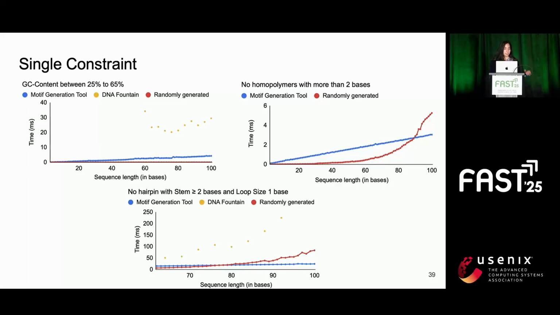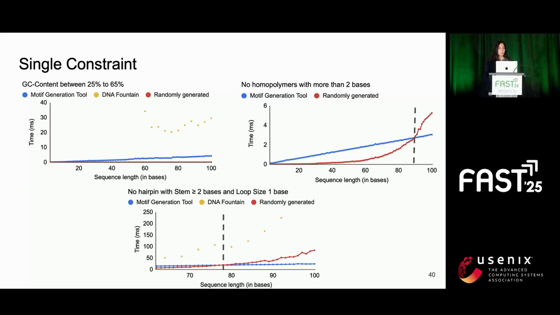So from these graphs, you can already see that the motif generation tool, which is displayed in blue, is outperforming the tools by Sella et al., Preuss et al., as well as the DNA Fountain, which is in yellow here, in all of these three different constraints. It also outperforms randomly generated sequences in the constraints for homopolymers and hairpins as the sequence length increases, and so as the complexity of the problem increased. You might notice that for GC content, the randomly generated sequence time is constant and close to 0, and that is because the expected GC content for randomly generated sequences is already 50%, which is within our constraints range already.